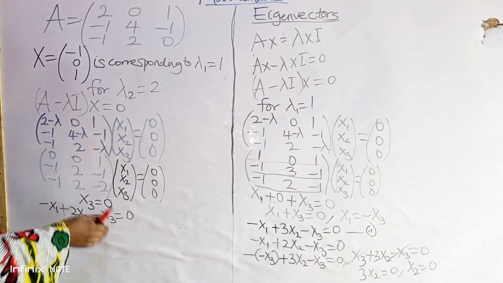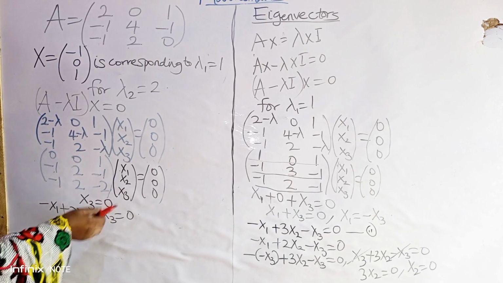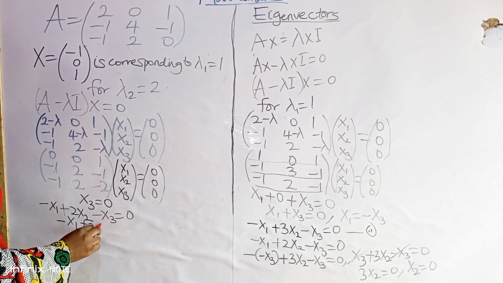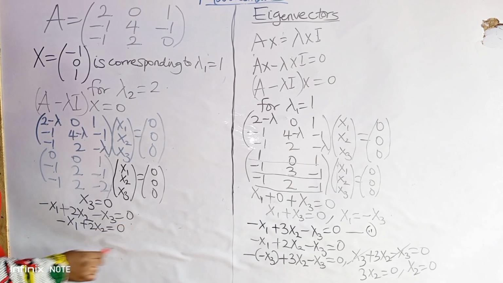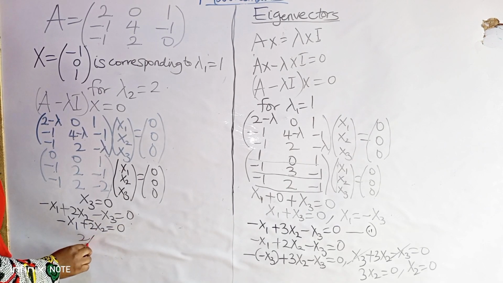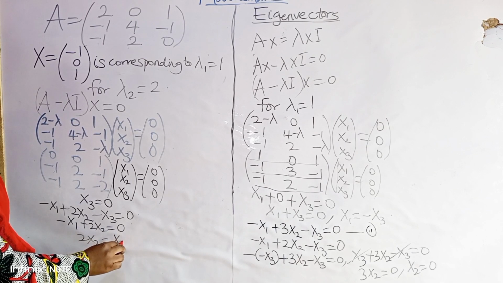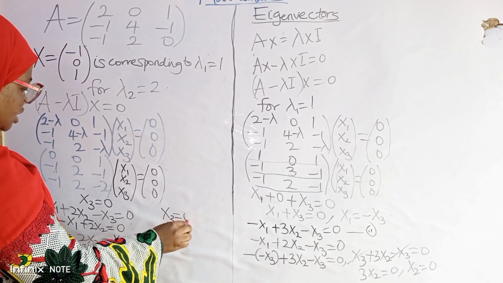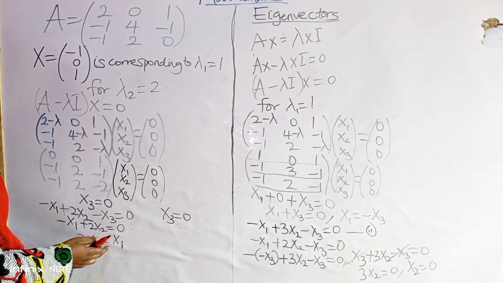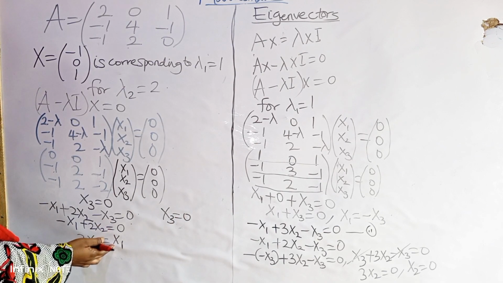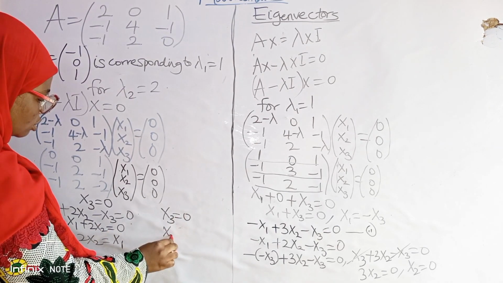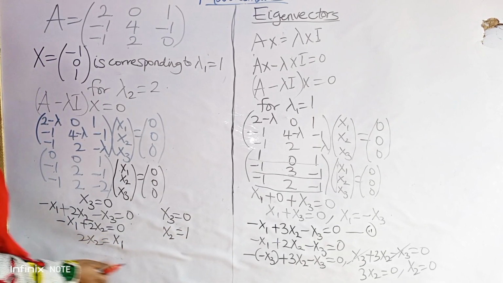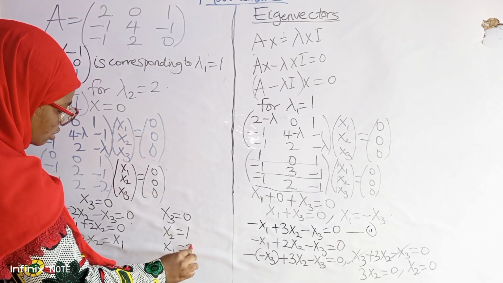So from here, let's substitute the value of x3 there, which is 0. So the whole of here will be 0. So we have minus x1 plus 2x2 is equal to 0. So from here we have 2x2 is equal to x1. So that means x3 is equal to 0. So x2 will be the coefficient of x1, which is 1. So that means x2 is equal to 1. And x1 will be the coefficient of x2, which is 2. So that means x1 is equal to 2.